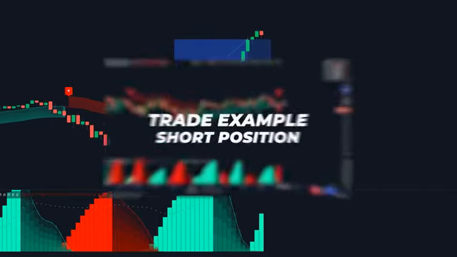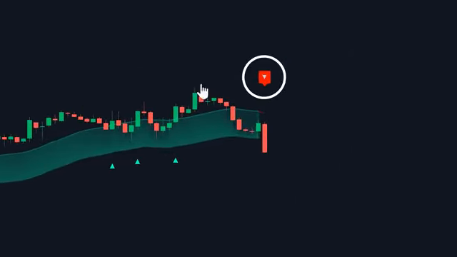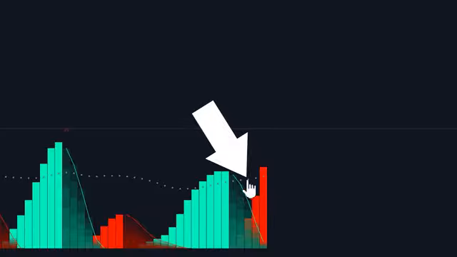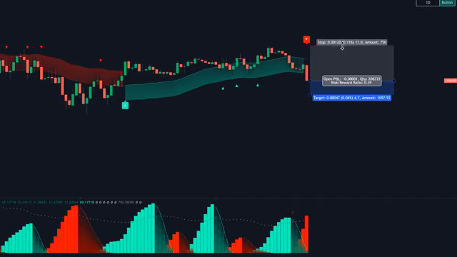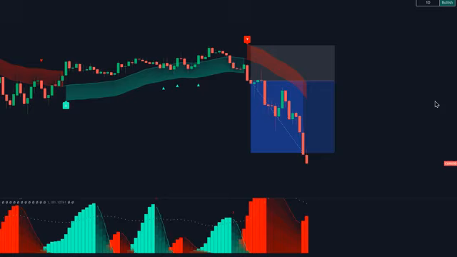The opposite of this is true for a short position. You basically want to have a bearish reversal signal like this, and then corresponding to this signal, we want to have a bright red histogram bar on the Momentum Bias Index. That histogram bar should also close above the minimum threshold for bearish momentum to indicate that the momentum is strong enough to push the price down. We enter a short position here, put the stop loss at the very top of the red trend ribbon, targeting 2 times the risk for your take profit, and as you can see, the trade was profitable.